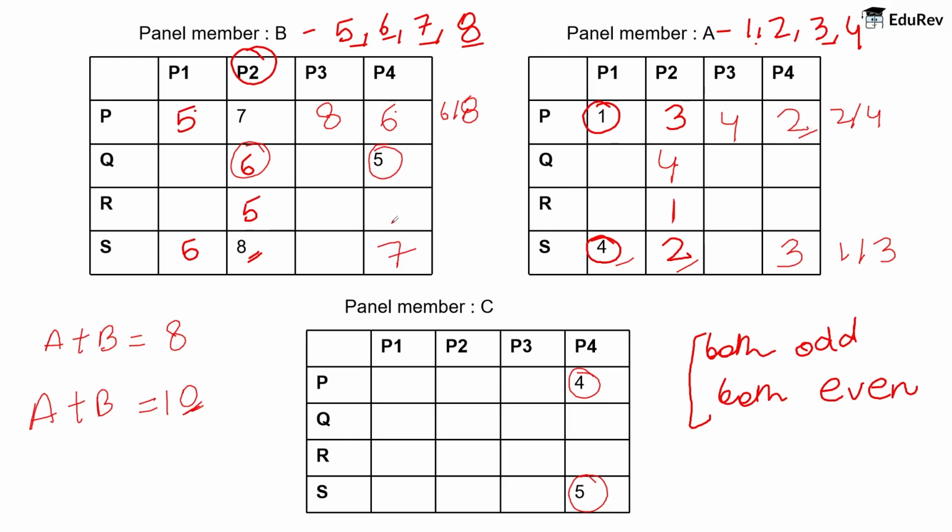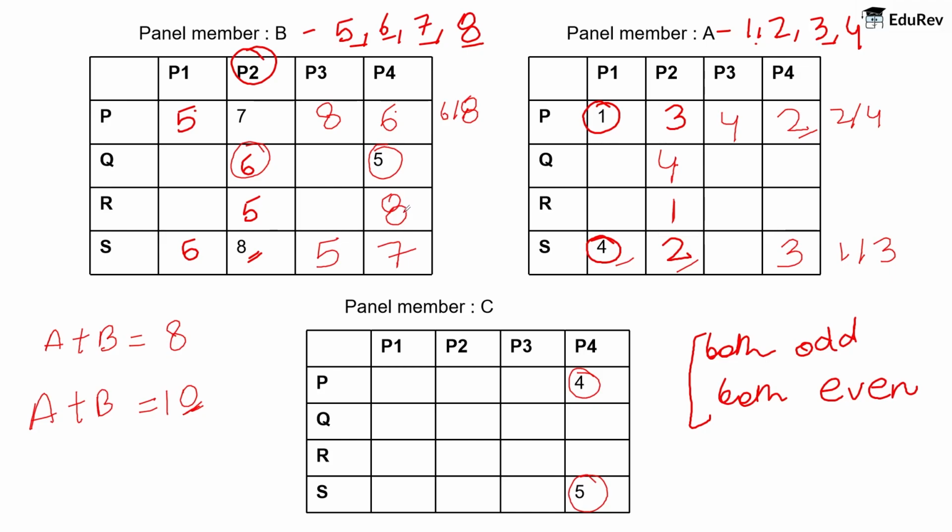Now can I fill the remaining value over here? So 6 is done, 5 is done, 7 is done. So this will be 8. Over here 6 is done, 8 is done, 7 is done. So remaining is 5. So I get 5 over here.